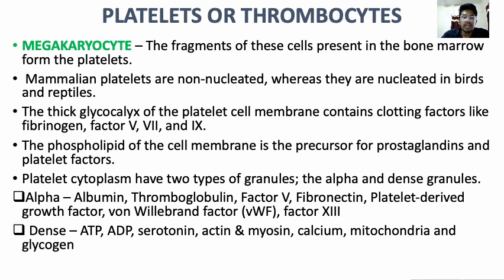Platelet cytoplasm has two types of granules. Please study these two types of granules, the alpha granule and the dense granule. They have asked this question in the past ICAR NET exam. The alpha granules contain albumin, thromboglobulin, factor 5, fibronectin, platelet-derived growth factor, von Willebrand factor, and factor 13, and the dense granules contain ATP, ADP, serotonin, actin, myosin, calcium, mitochondria, and glycogen. Actin and myosin are also very important in another area of physiology, muscle physiology, right? So they are also very important in platelets.